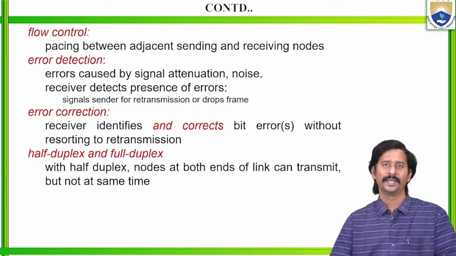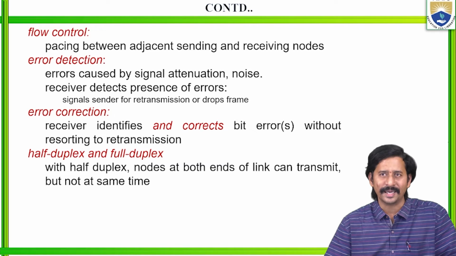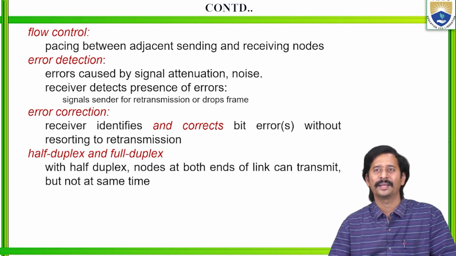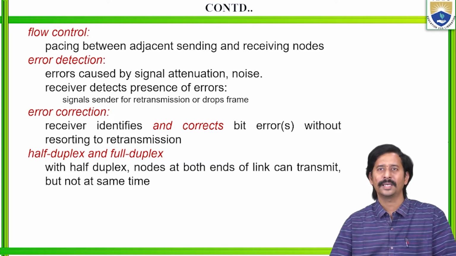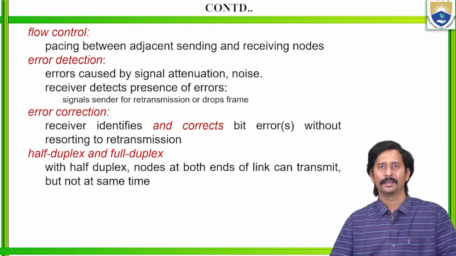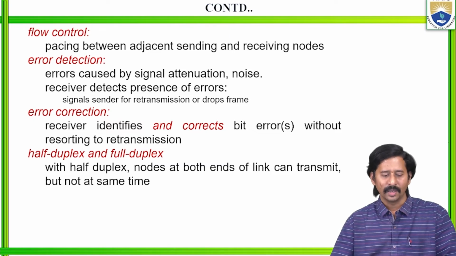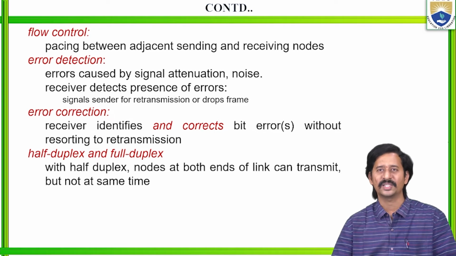Error correction: here the receiver identifies and corrects bit errors. Whatever errors occurred are identified and corrected by the receiver without resorting to retransmission.